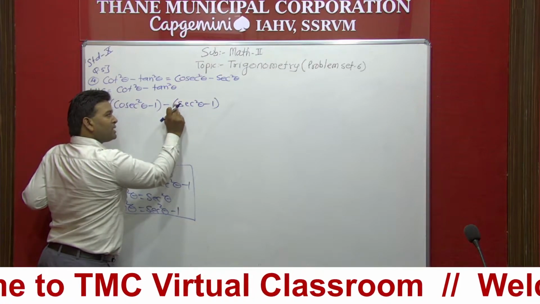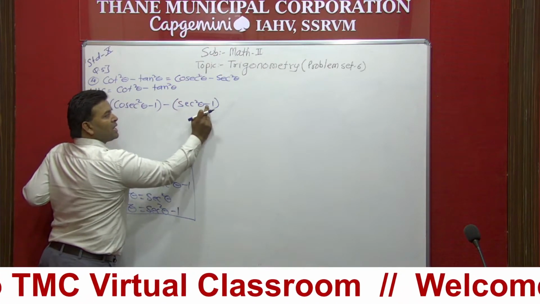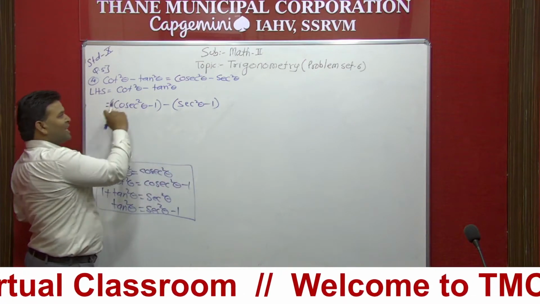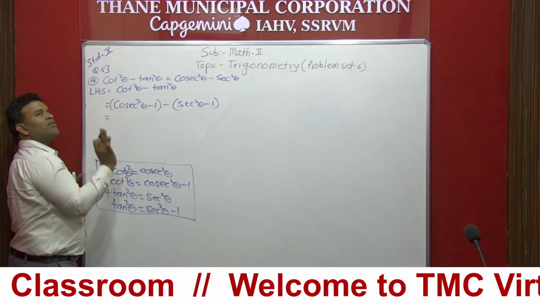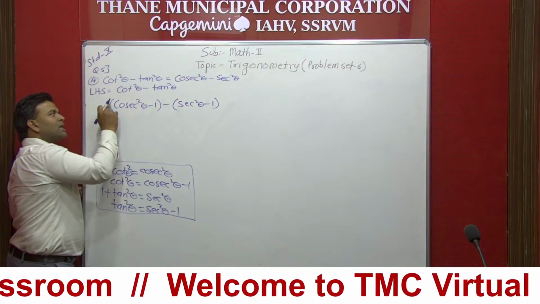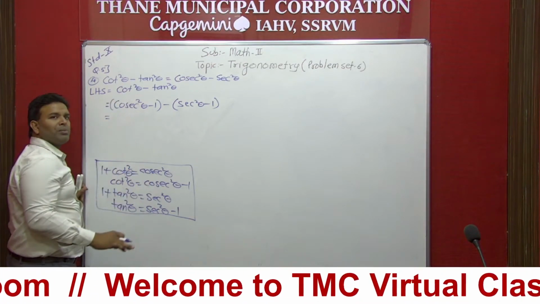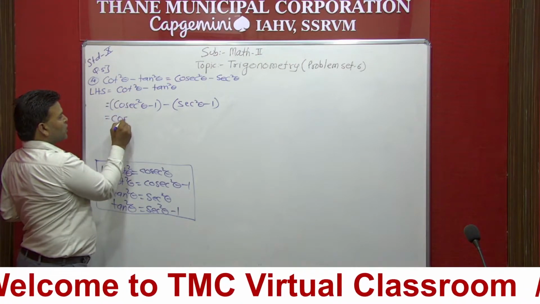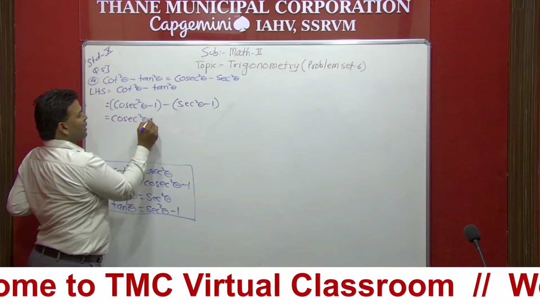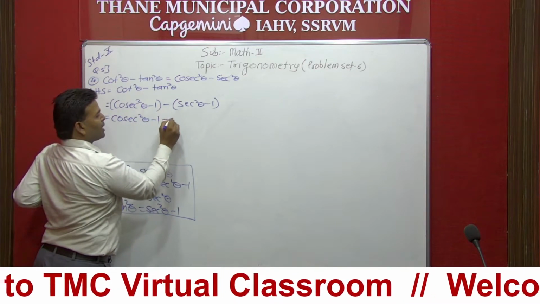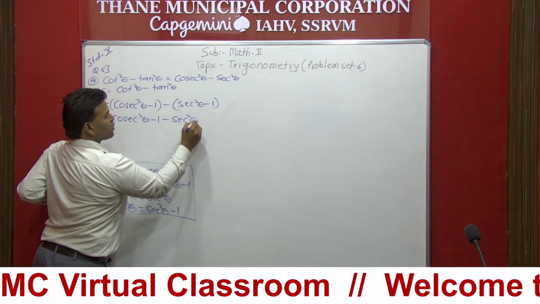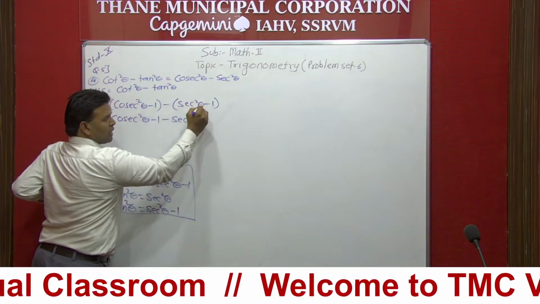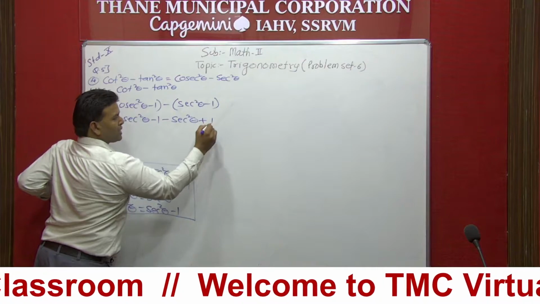Here we have plus, so this will become minus. Here we have minus, and this will become plus. But in front of the first bracket we don't have a minus sign, we have a plus sign. Whenever we have a plus sign, it will come as it is. Now see, we copy as it is: cosec square theta minus 1 minus sec square theta. Now see this sign, this was plus, now it has become minus. Here this was minus, this will become plus.